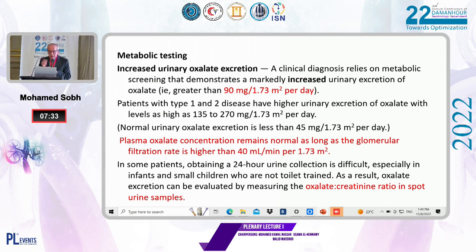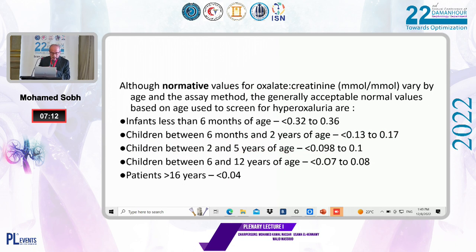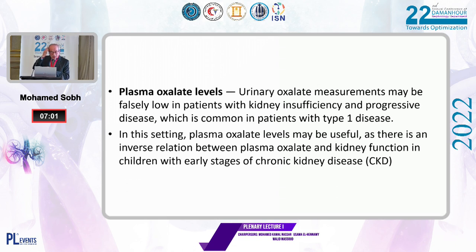In some patients, obtaining a 24-hour urine collection is difficult, such as in children, babies, especially infants and small children who are not toilet trained. As a result, oxalate excretion can be evaluated by measuring the oxalate creatinine ratio in a spot urine sample. This is a very important test. But what's the normal? These are the normal values by different age. Of course, we cannot remember it, we have to have it. But these are the normal values of the oxalate creatinine ratio.